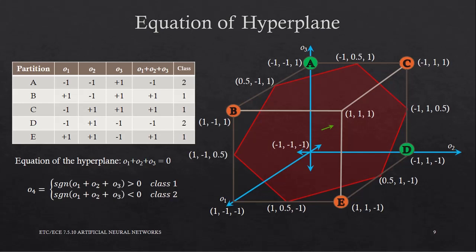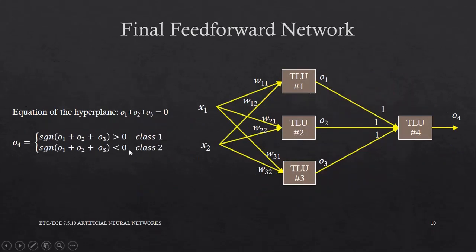The hyperplane in the image space has to be implemented as a TLU. A TLU that takes the outputs O1, O2 and O3 as the inputs with weights 1, 1, 1. The final output O4 will give a plus 1 for a pattern belonging to class 1 and a minus 1 for a pattern belonging to class 2. This is the final neural network that implements the classifier for these patterns.